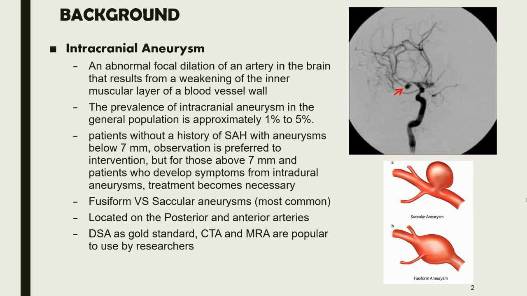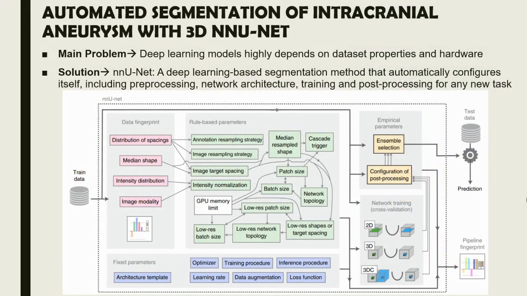There are different types of aneurysms, such as fusiform and saccular aneurysms, where the first one is less common. Also, aneurysms can be located on posterior or anterior arteries. About the imaging, three different modalities have been proposed: DSA, CTA, and MRI. While DSA, as the gold standard, is an invasive scanning, CTA and MRI are more popular with researchers.